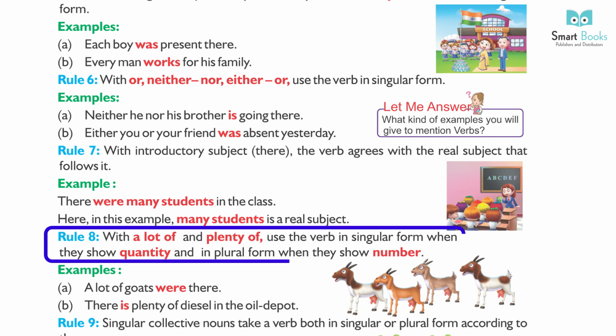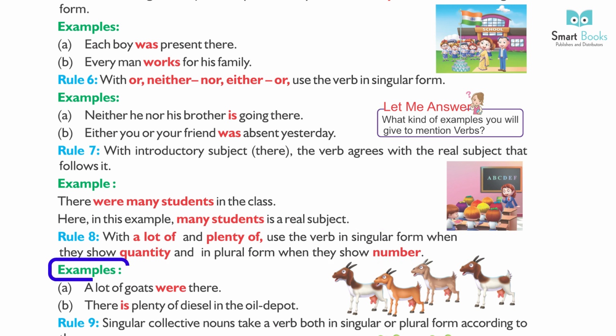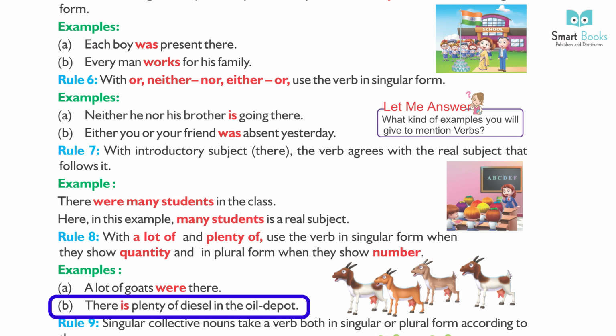Rule 8. With 'a lot of' and 'plenty of', use the verb in singular form when they show quantity and in plural form when they show number. Examples: A. A lot of goats were there. B. There is plenty of diesel in the oil depot.